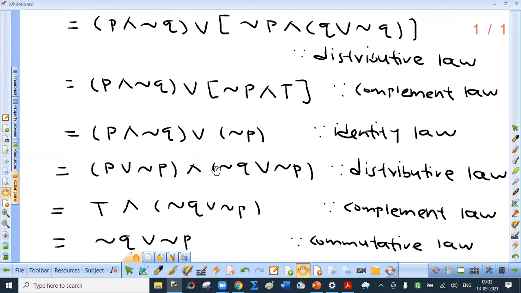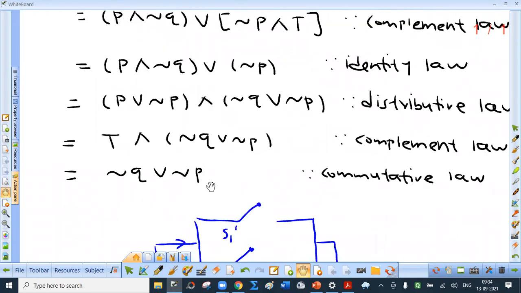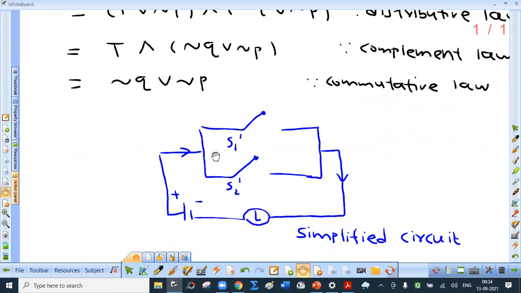Then use the distributive law. This step is important. See the application of the distributive law. You have to be very careful. Now, what is P or not P? It is nothing but true. Reason? Complement law. And finally, it is not Q or not P. Now, you may say this is the negation of a disjunction, rather conjunction. Yes, you are right, negation of conjunction. But we keep this as it is. So, this is the simplified circuit.